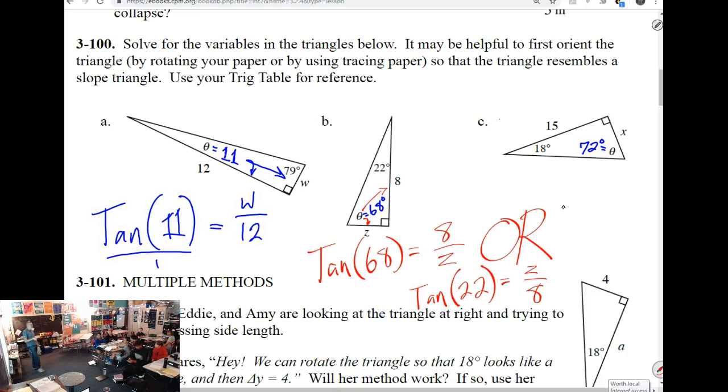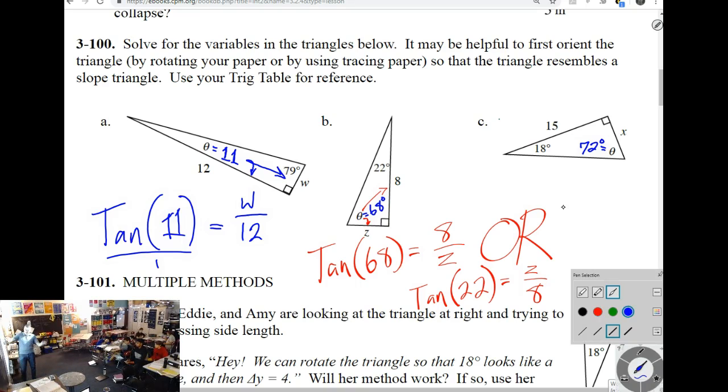Notice, if we have both of our acute angles, you can set up whatever trig ratio you want. In B, I've written out both because I didn't like the first one. Tan of 68 equals 8 over Z is not as convenient as tangent of 22 equals Z over 8, because now I know Z is just 8 times tangent of 22. I can just as easily solve the other one, which would be 8 divided by tangent of 68. I just prefer this. So if we go back to W, it's 2.3.